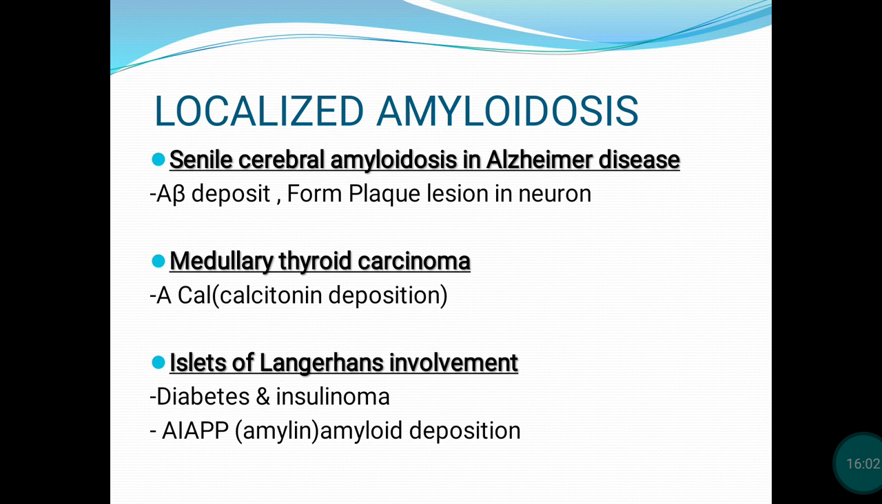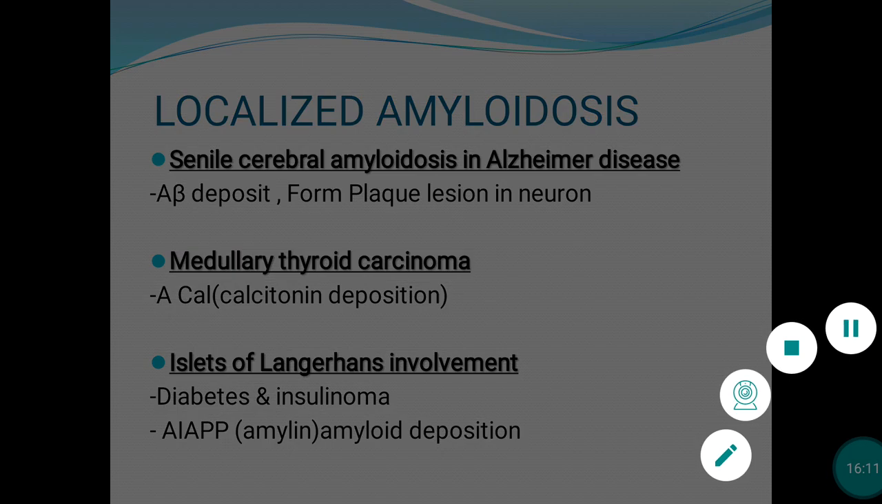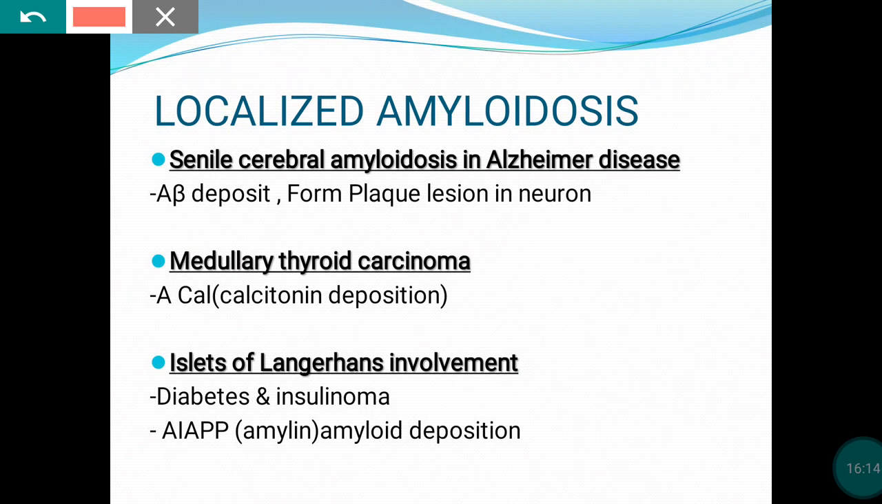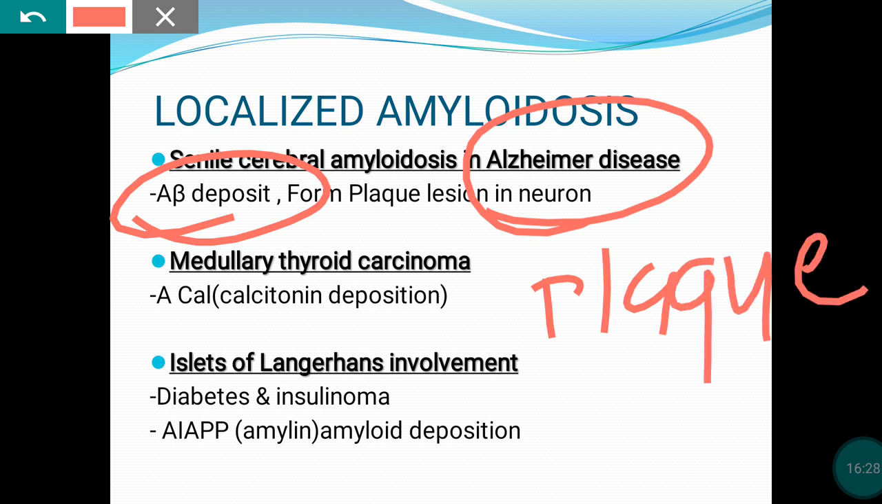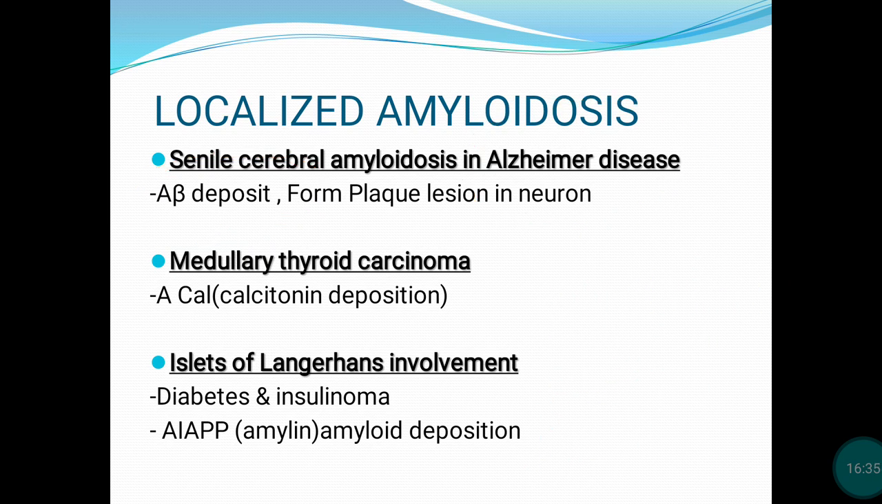Now we will see the fifth important variety, that is localized amyloidosis. So the spectrum starts from the first one, that is cerebral amyloidosis. It is seen in Alzheimer's disease. What happens in this condition? In this, the type of amyloid deposited is A beta. And there will be formation of plaques over the brain surface. That is cerebral amyloidosis.